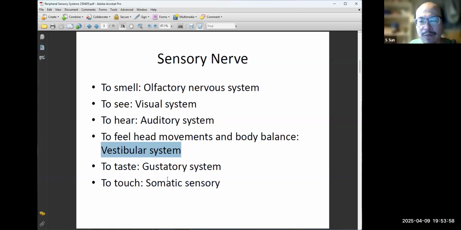There are 12 pairs of cranial nerves. The only exception, a sensory that's not only in the head, is somatic sensory, such as touch. Touch is a simple way to say it. We can feel touch, we can feel temperature, we can also feel pain. All these three are the primary ones in our skin, the somatic sensory system.